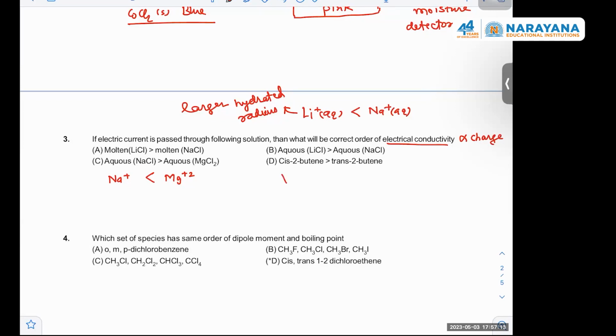But in case of cis and trans, we will just simply check the dipole moments. Cis is more polar than trans. So more electrical conductivity will be there in case of cis. So the correct answer will be D.